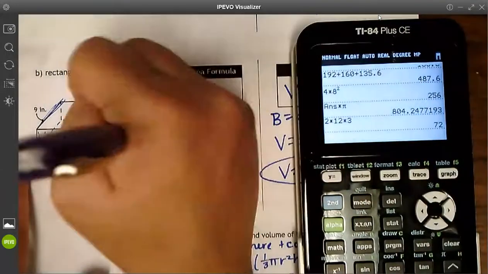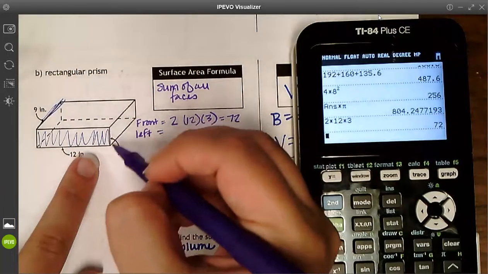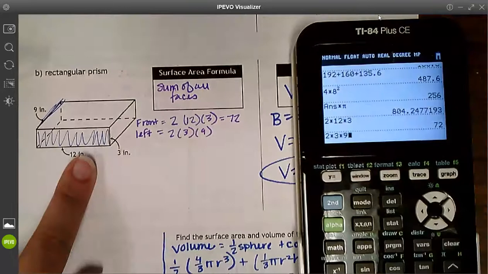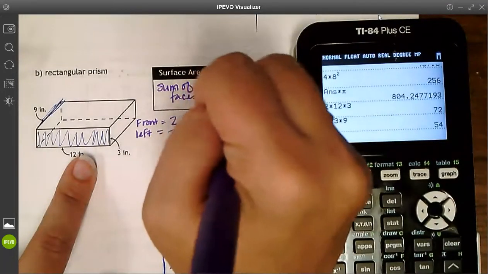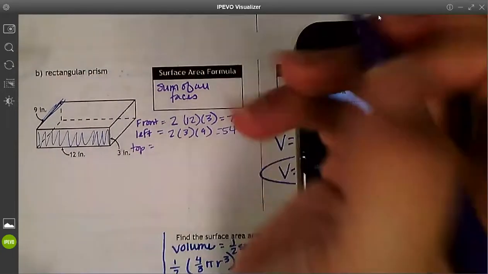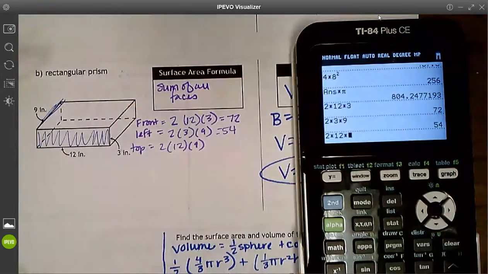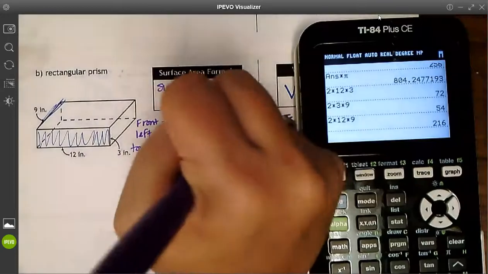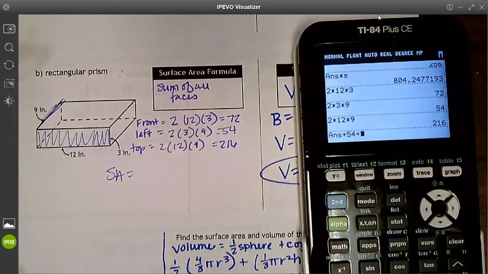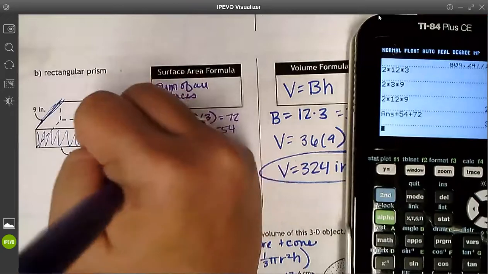My left and right is 3 times 9. So I have 2 of those, 2 times 3 times 9, is 54. And then my top and bottom is going to be 12 by 9. So 2 times 12 times 9, which is 216. Add all those together. 216 plus 54 plus 72 is 342 inches squared.